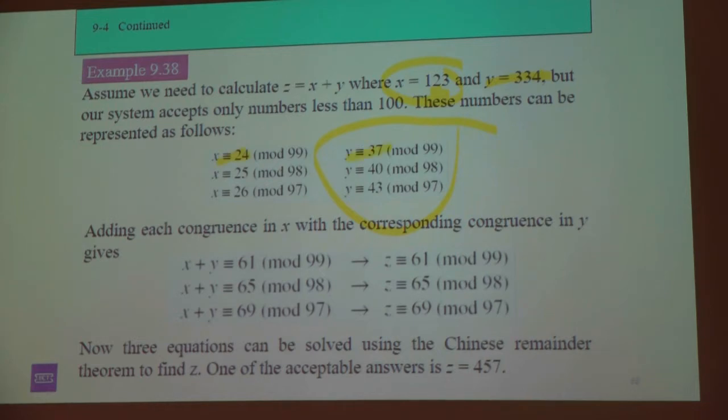So x plus y, so you add them. 24 plus 36, 61. 25 plus 40 will give you 65. 26 plus 30 will give you, okay. So x plus y modulo 61, okay. So basically this will allow you to represent the data in less than 100. Now 3 equations can be solved using the Chinese remainder theorem to find z.